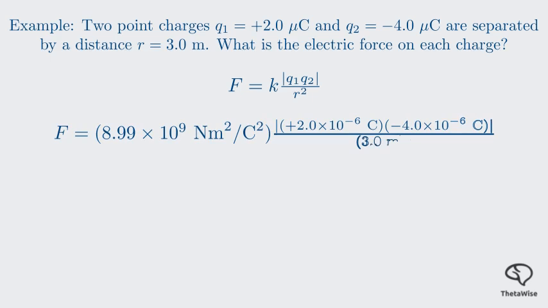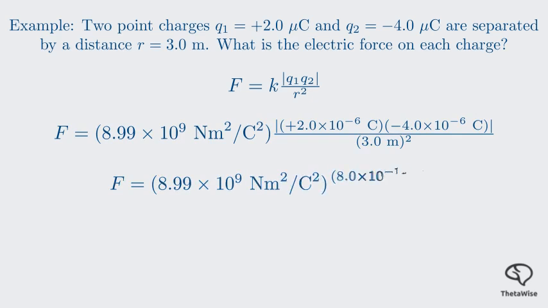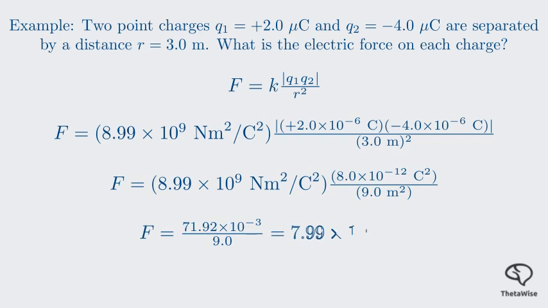And the distance is 3.0 meters, so we divide by 3.0 squared. Let's calculate step by step. The product of the charges is negative 8 times 10 to the negative 12th. Taking the absolute value, we get positive 8 times 10 to the negative 12th. The distance squared is 9. Now we multiply 8.99 by 8 and divide by 9. This gives us about 7.99. So the force is approximately 7.99 times 10 to the negative third newtons, or about 8 millinewtons.